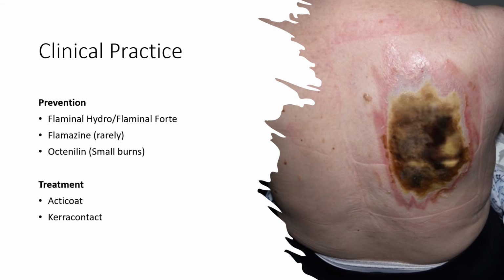We also use a product called Optenolone gel in smaller burns. Only once a wound is demonstrating clinical signs of infection, so heat, redness, swelling, pain, etc., do we then actively treat with some of the other antimicrobials, and the two that we use the most commonly are Acticoat and Keracontact.